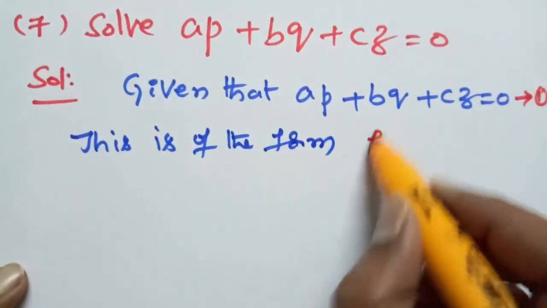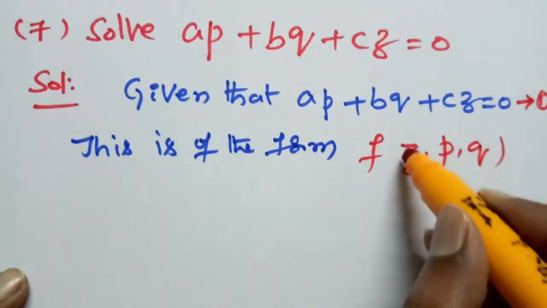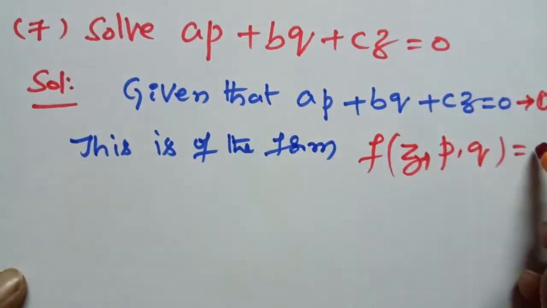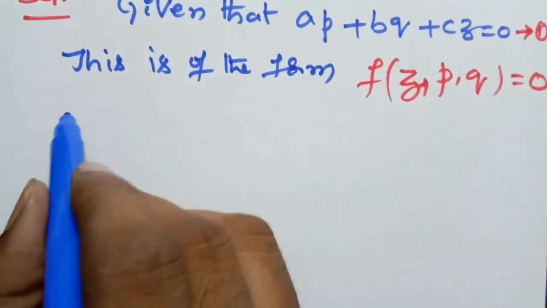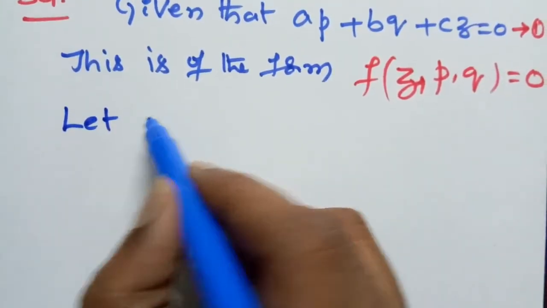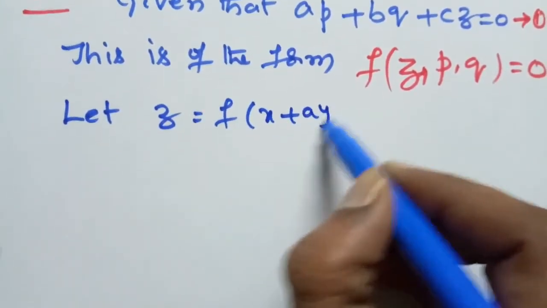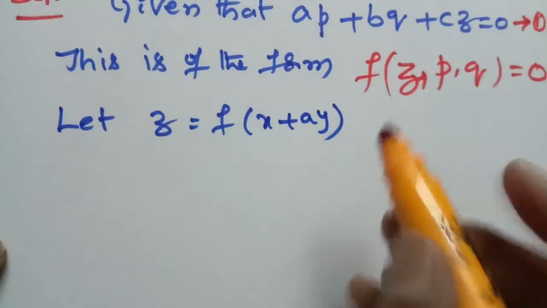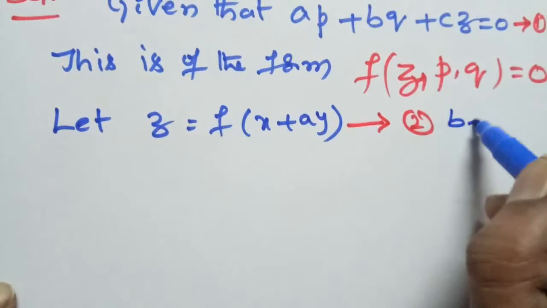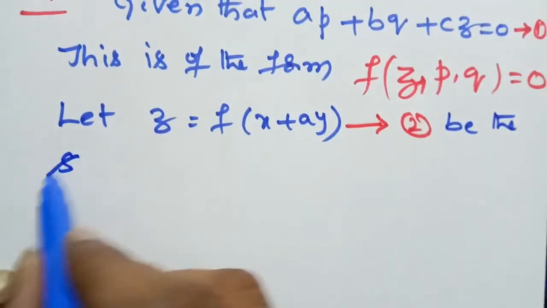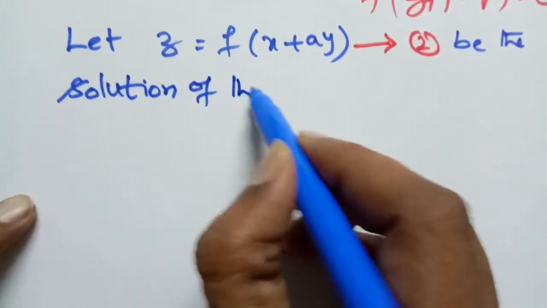f of z, p, q, that is f(z, p, q) is equal to 0. To solve this type of equations, let z is equal to f of x plus ay. Say this is equation number 2, be the solution of the given equation.